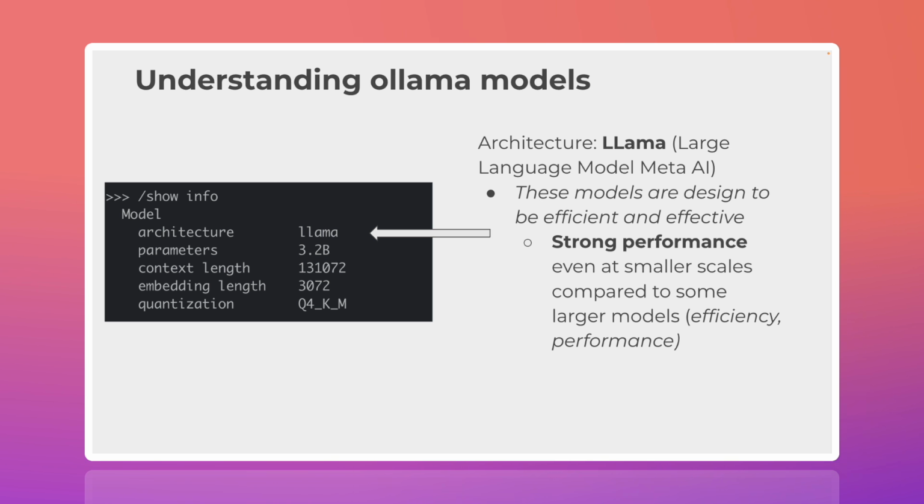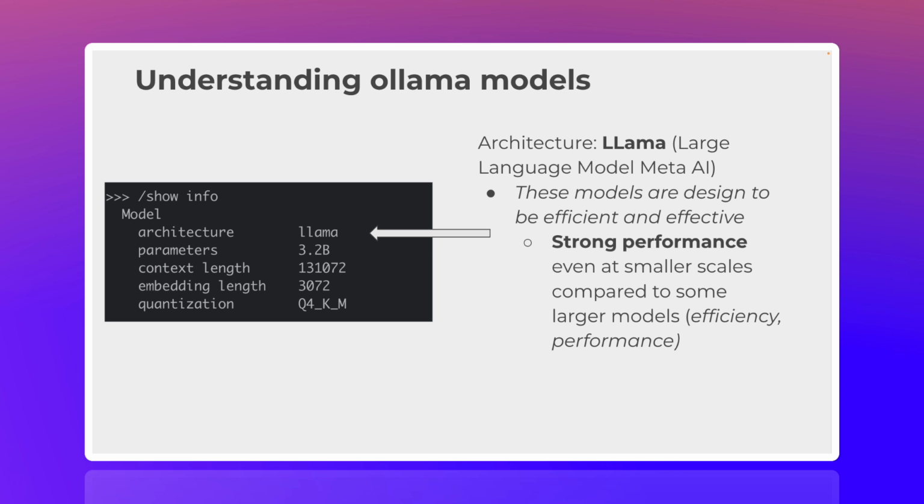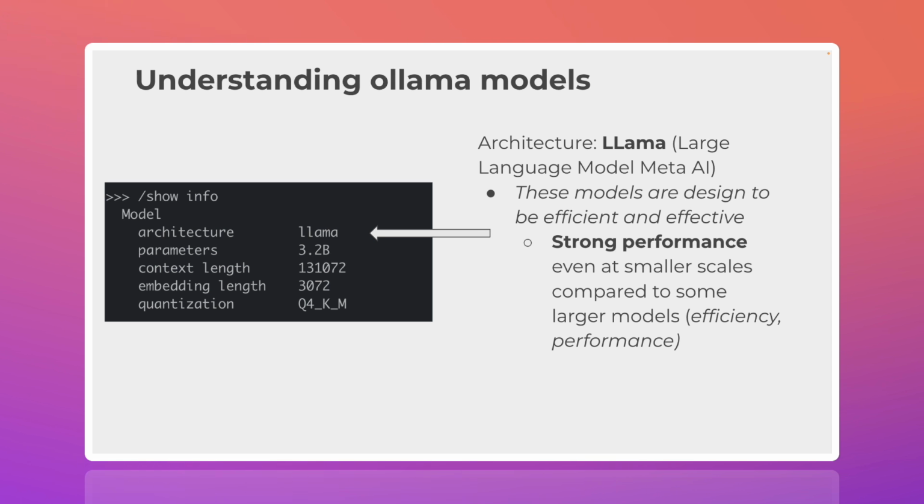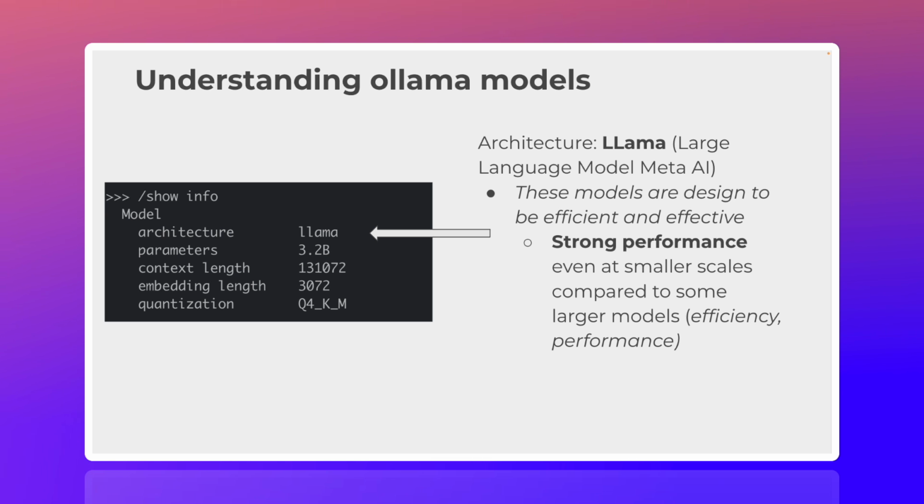It's a Llama large language model, Meta AI. That means they are the ones who created it, Meta, Facebook. And also that means that these models were designed with one thing in mind, which is efficiency. They were designed to be extremely efficient, which means they are strong when it comes to performing even at smaller scales compared, of course, to other large models out there. So they're very efficient and perform really well.